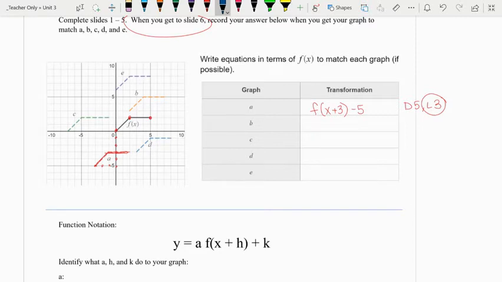If we look at B, same deal. I'm going to start with this bottom corner, and I have to move up 1, 2, 3. So I know it's going up 3. And it moved right 2. So hopefully we got to the point where we saw that it would be f of x minus 2 and then plus 3. Okay, so again, right 2 gave us a minus 2 on the inside.